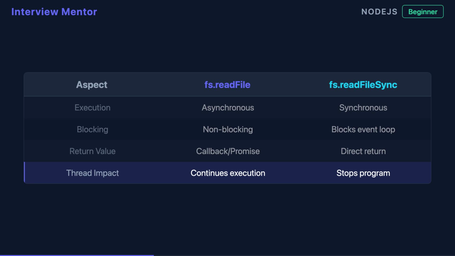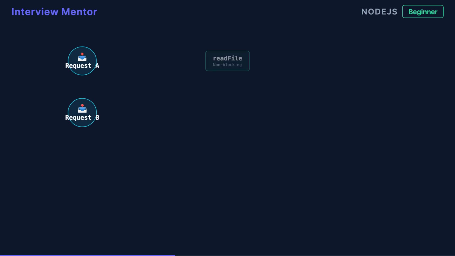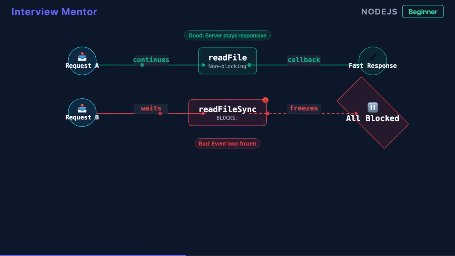This blocking behavior is critical to understand because Node.js runs on a single thread. When you use ReadFileSync, you block the event loop. That means your server cannot handle any other requests until that file operation completes.